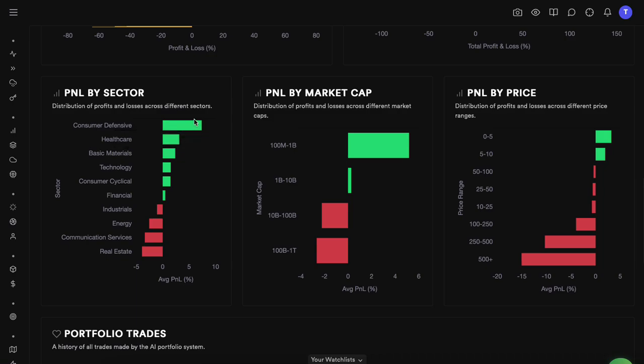Then we have the profit and loss distribution for sectors, for market cap, and for price. This can help you figure out which plays you want to follow, because the system is going to generate tons of plays. It's going to follow all of them, but you don't have to. You can actually look at these distributions and see which plays you want to go into.